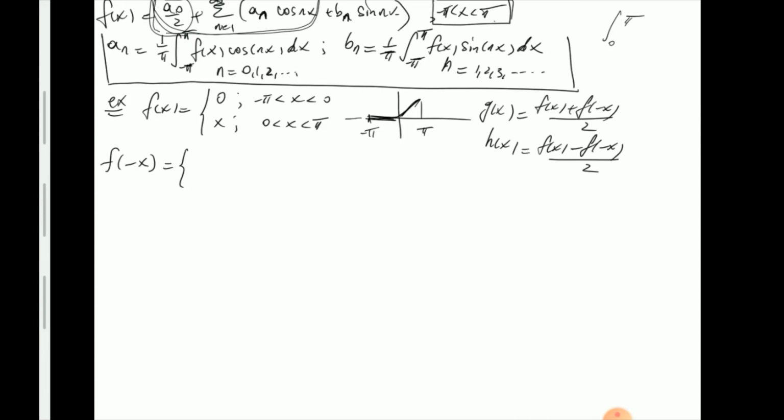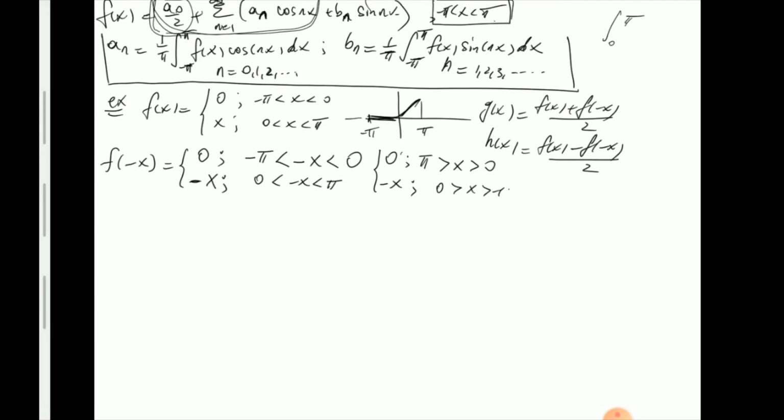But first, replace x with minus x everywhere. So look at the definition of f of x. f of minus x is going to be 0 if minus x is between minus pi and 0, and minus x if minus x is between 0 and pi. Here, if you multiply by minus, because you need to write these inequalities in terms of x, remember, you need to change the direction of the inequality. So if I multiply by minus, that's going to be pi greater than x greater than 0. And the other one is going to be 0 greater than x greater than minus pi.